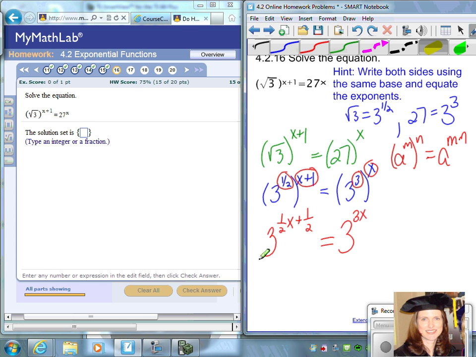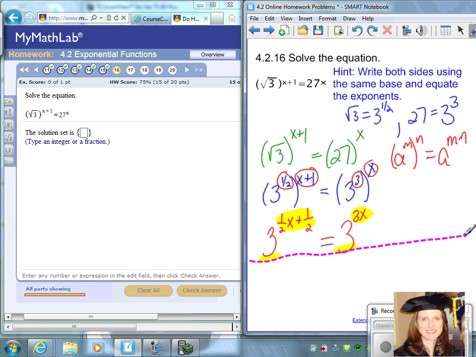Now we have an equation. The left base is identical to the right base, so we're going to set the exponent on the left equal to the exponent on the right. We're dropping those bases to get a new equation that just sets the exponents to be equal: 1/2 x plus 1/2 equals 3x.